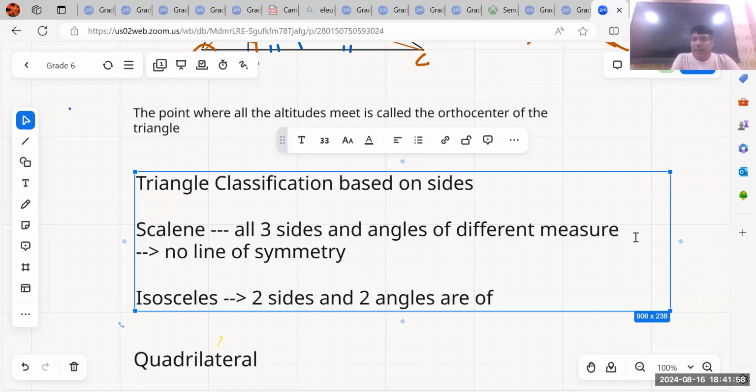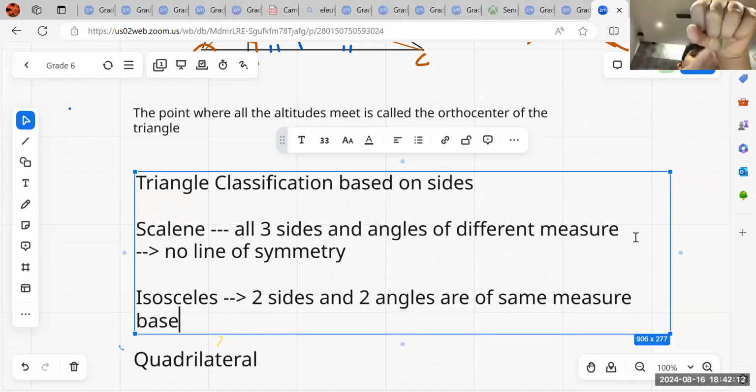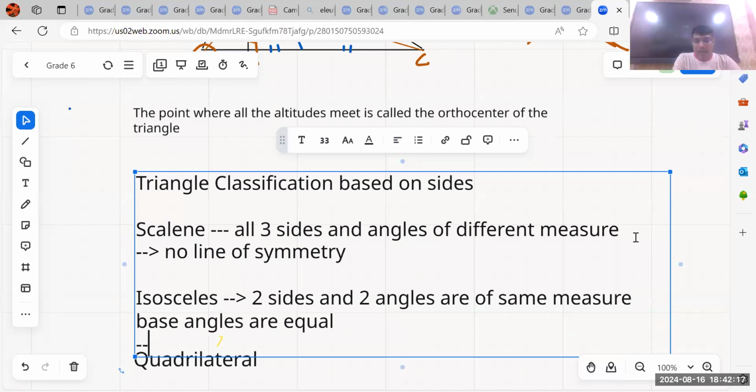Beta, medians are there in every triangle. You can draw medians and altitudes in any type of triangle. So in an isosceles triangle, two sides and two angles are of same measure. Base angles are equal. It has one line of symmetry.